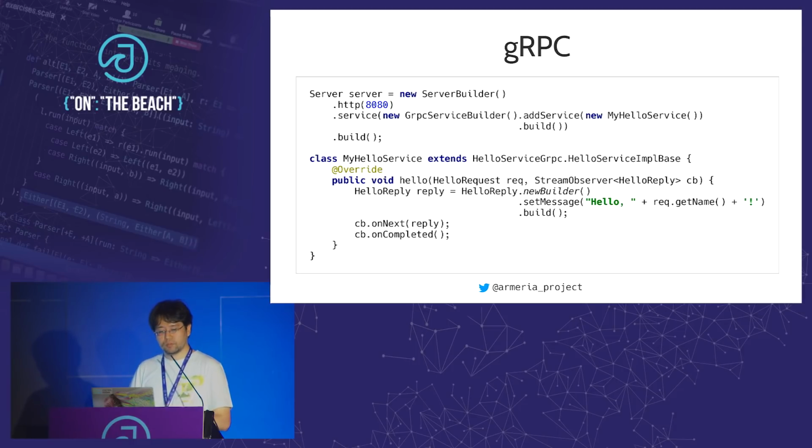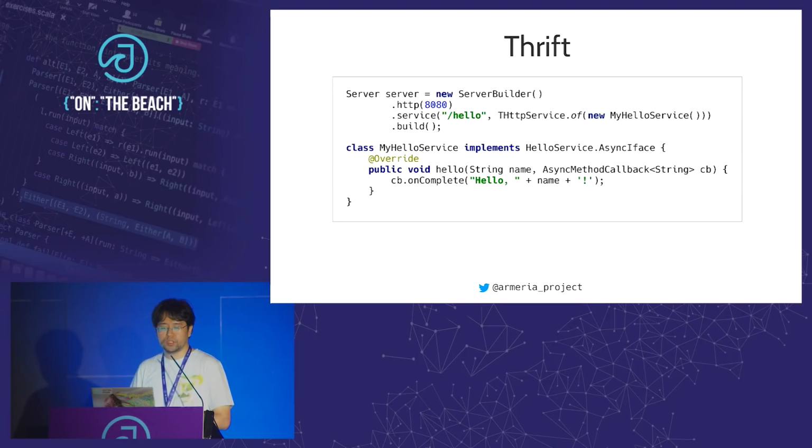So we implement it. We first prepare a reply object and send it using the callback object given as a parameter. Pretty typical, right? So in this case, our Armeria server is not a RESTful API server, but a gRPC server. So it can handle both, but you can choose what you want to do with it. Very flexible. And for Thrift, it's pretty much the same.